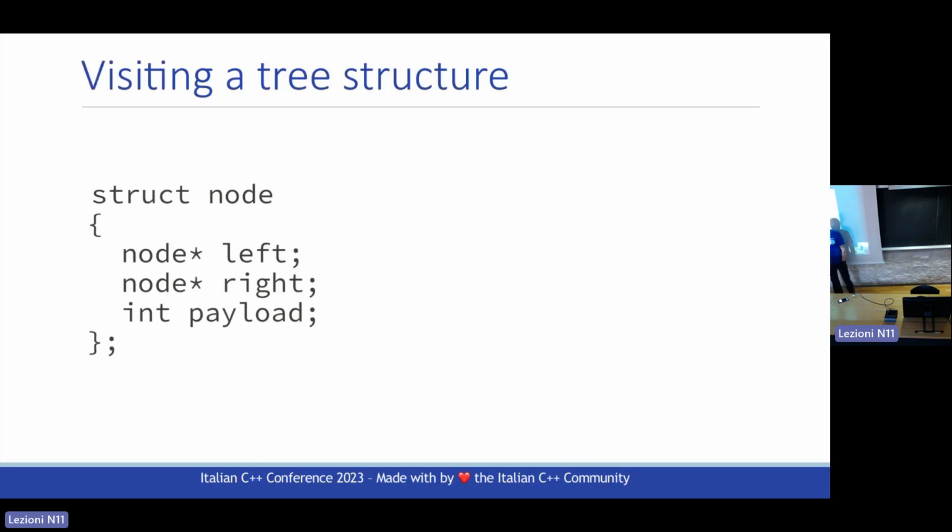This is a classic binary tree, the node of a binary tree with the left branch, right branch, and some payload that I put in like this. And the problem here is to do, for example, a depth visit of this structure and print all the payloads of all the numbers.